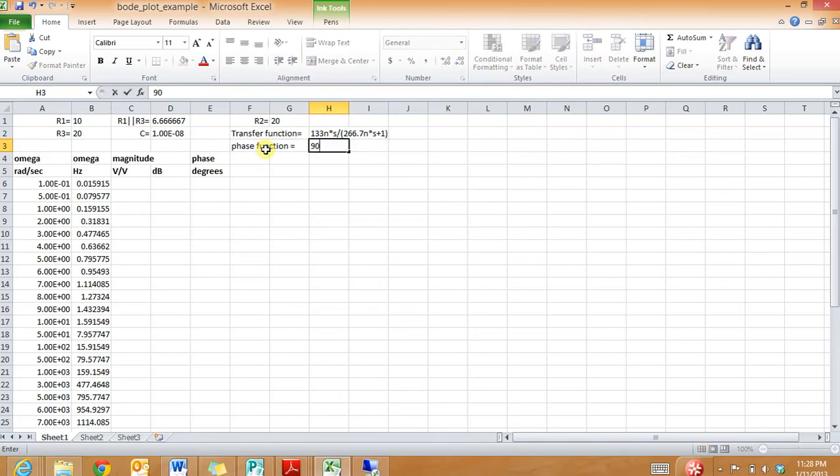And the magnitude function, that was the transfer function. The magnitude function was 133 nano times omega divided by the square root of 266.7n omega, that whole quantity squared, plus 1 squared.